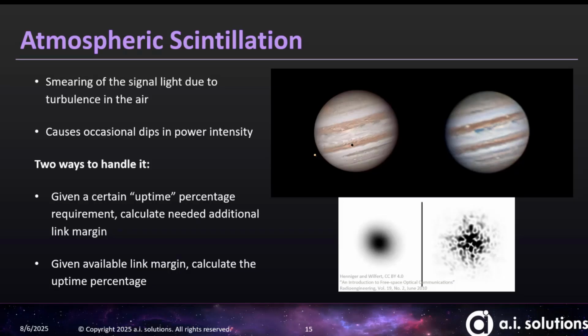And you can also go the other way where you show up with your system and you calculate your link margin and you say, this is the link margin I have. Now tell me how often scintillation is going to bite me in this scenario. So those are the two different ways we handle it.